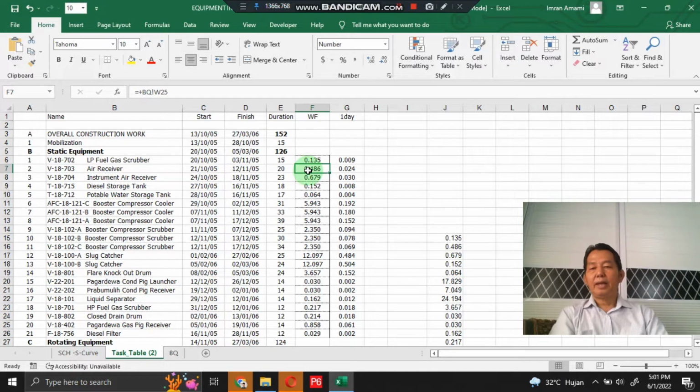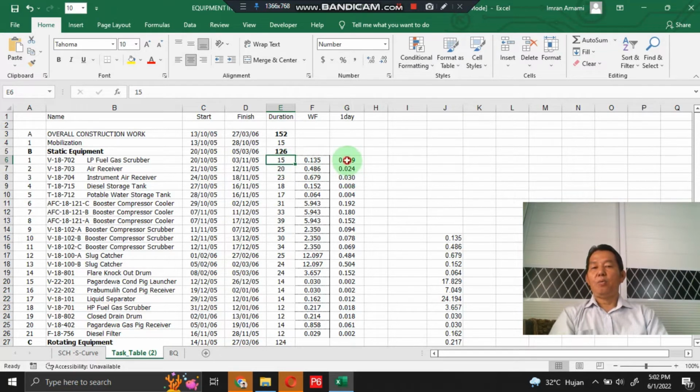Next, in this cell is the work factor for 1 working day, obtained from cell F6 here. This is the work factor based on contract price, divided by cell A6 here. This is the work schedule, the work duration, namely the work duration for LP fuel gas scrubber.